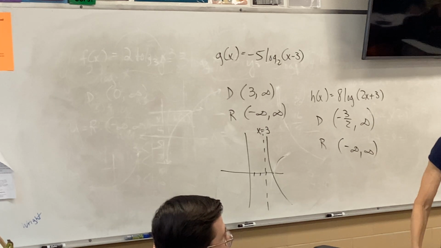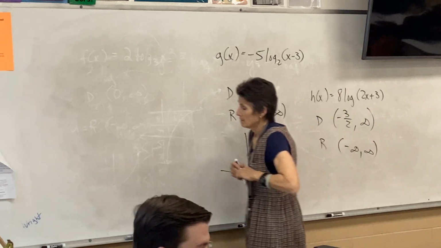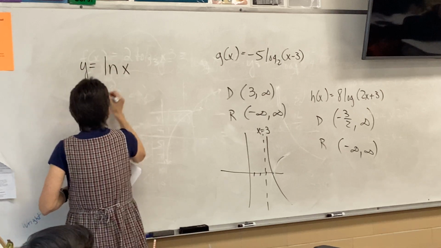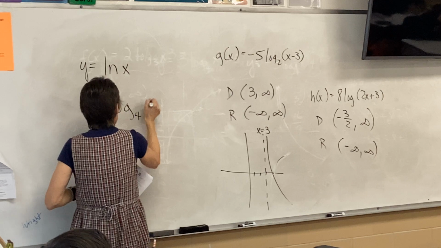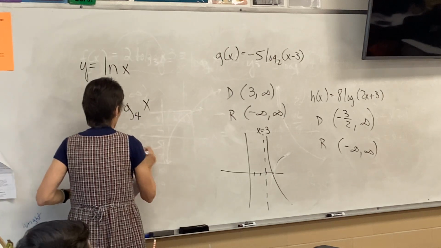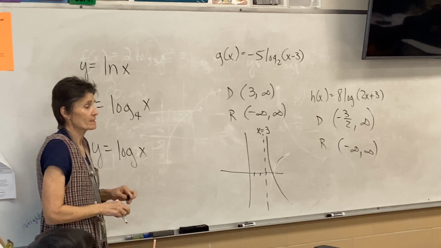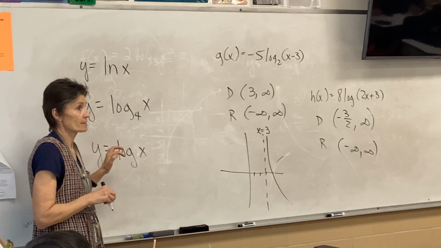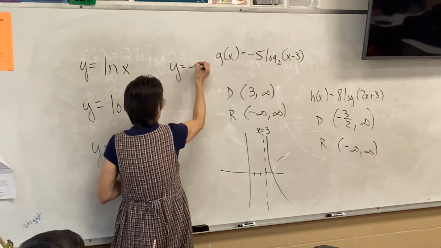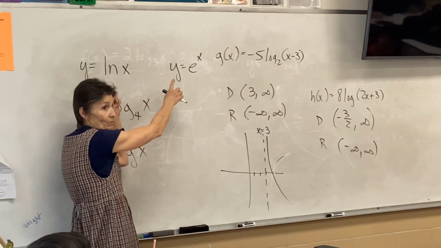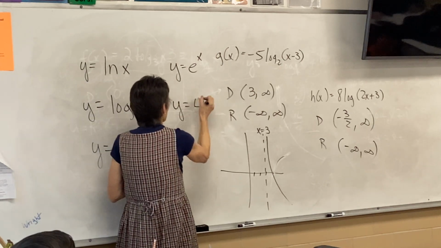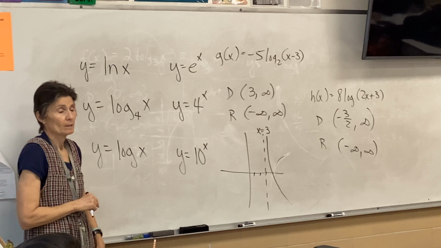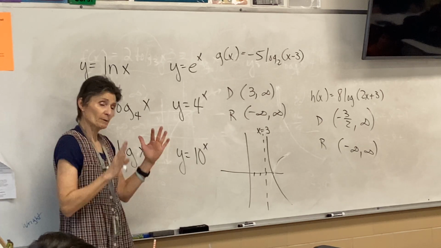So let's talk about that for a second. When we have ln x, base 4, and log, what would be the exponentials associated with these? This one is y equals e to the x, so these are inverses, right? This one is y equals 4 to the x, and this one would be y equals 10 to the x. Would everybody agree with that? Okay, so there's a couple different ways we can think about this.